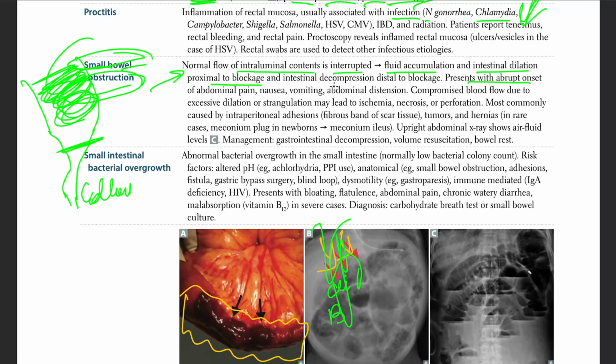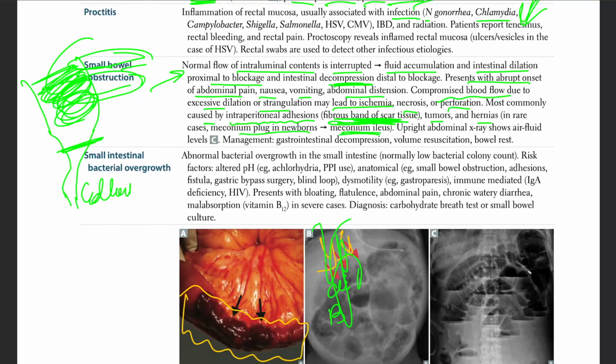Decompression of the distal part of the blockage. Okay. Presents with abrupt onset of abdominal pain, nausea, vomiting, abdominal distension. Compromised blood flow due to excessive dilation or strangulation may lead to ischemia, necrosis, perforation. Most commonly caused by intraperitoneal adhesion, fibrous bands of scar tissue, tumors, hernias, and in rare cases meconium plug in newborns, which leads to meconium ileus.